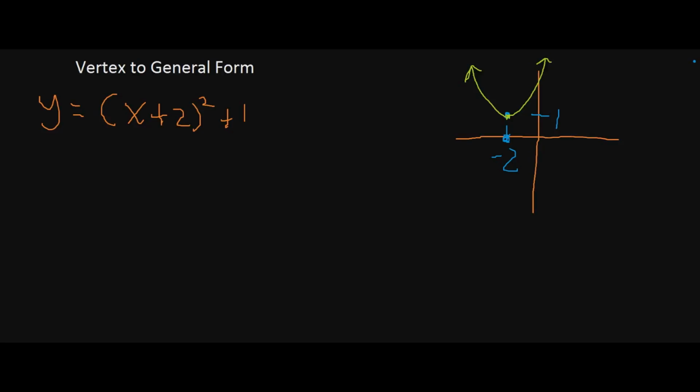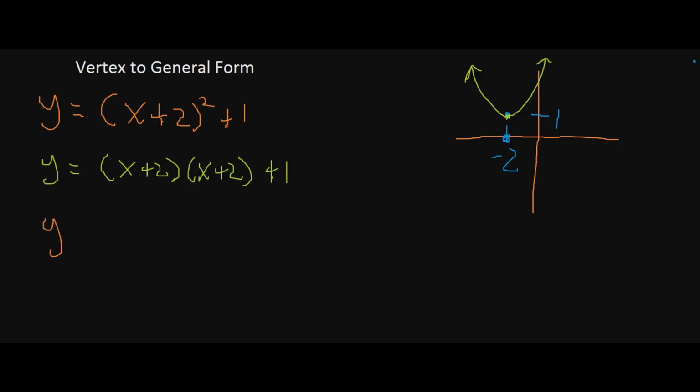How do we go from vertex to general? Let me show you. We're going to get y equals. You see how we have x plus 2 squared? The squared is telling us that we're going to do x plus 2 times x plus 2, plus 1. The 2 here is telling us that we're multiplying the entire thing by x plus 2. After we got this, we're going to distribute the whole thing out.